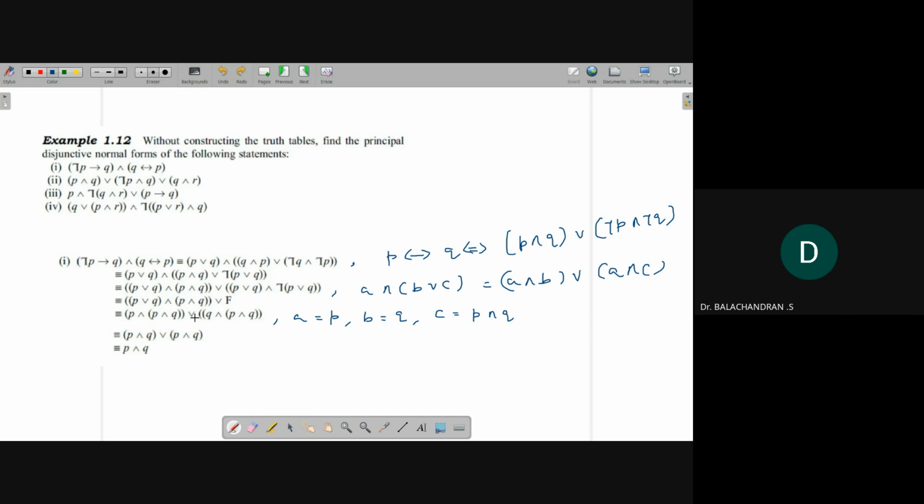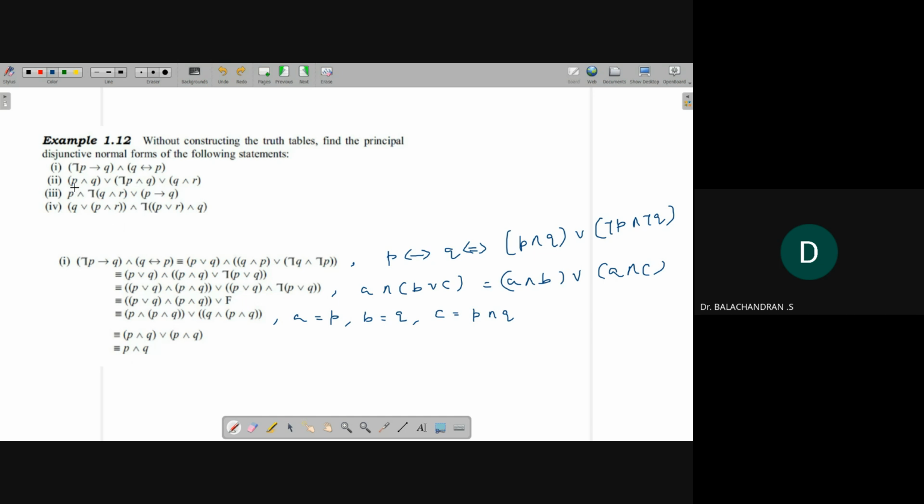Whenever they are asking for PDNF, suppose you get R here, that means you should take this whole term as a single term. Don't split this one. Now this is the final answer. P and Q is the PDNF.